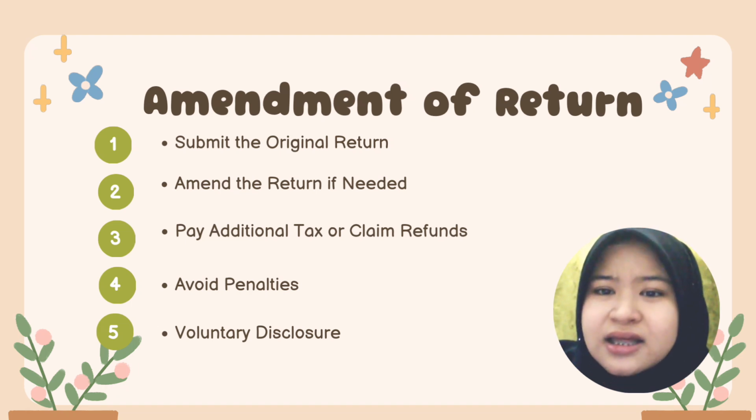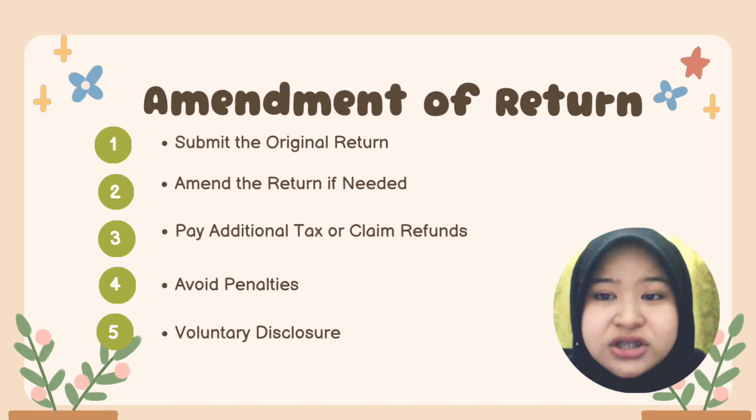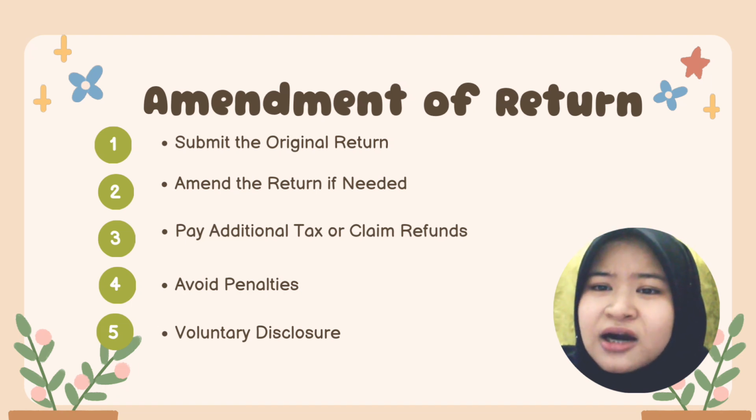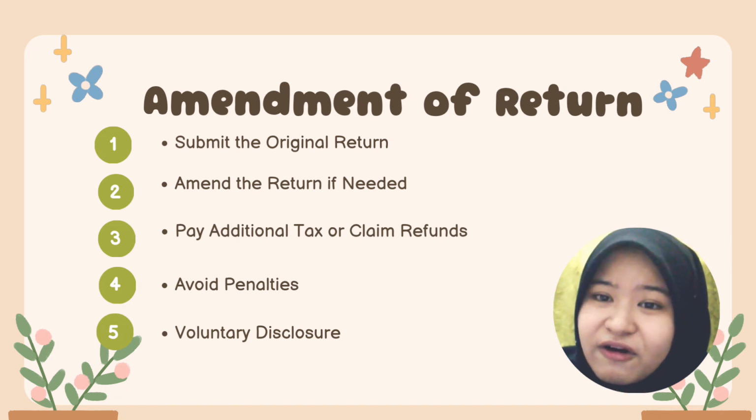And second step is amend the return if needed. If the company discovers errors after filing, they can amend the return within 6 months of the original deadline. Please use Form C amended to submit the correction. Amendments are only allowed once and must be submitted before an audit starts.